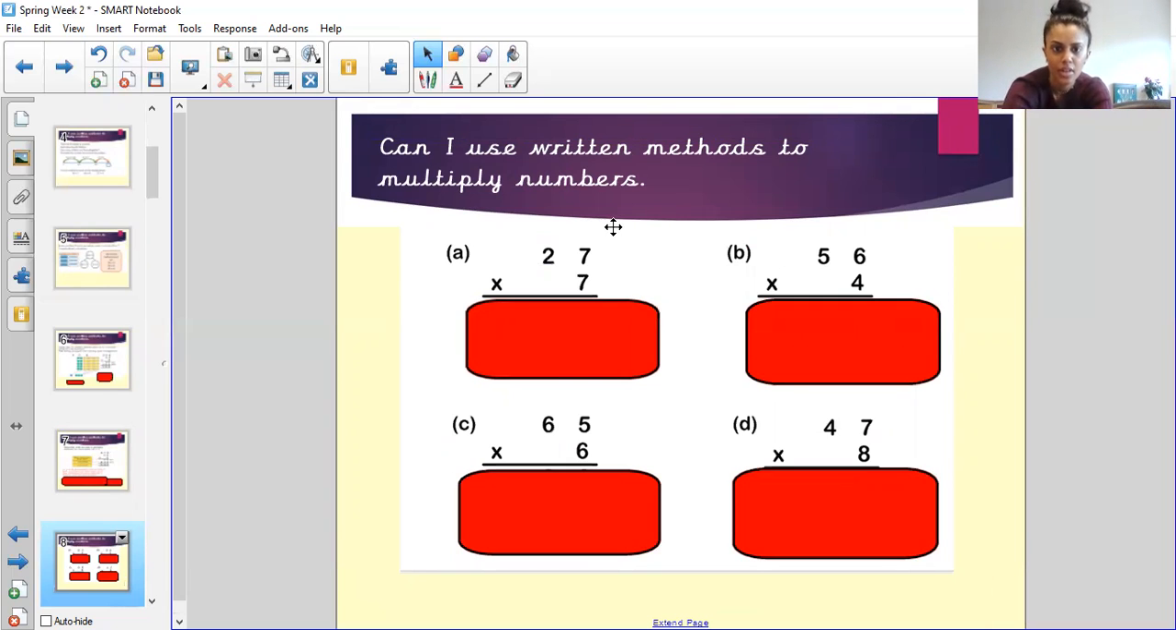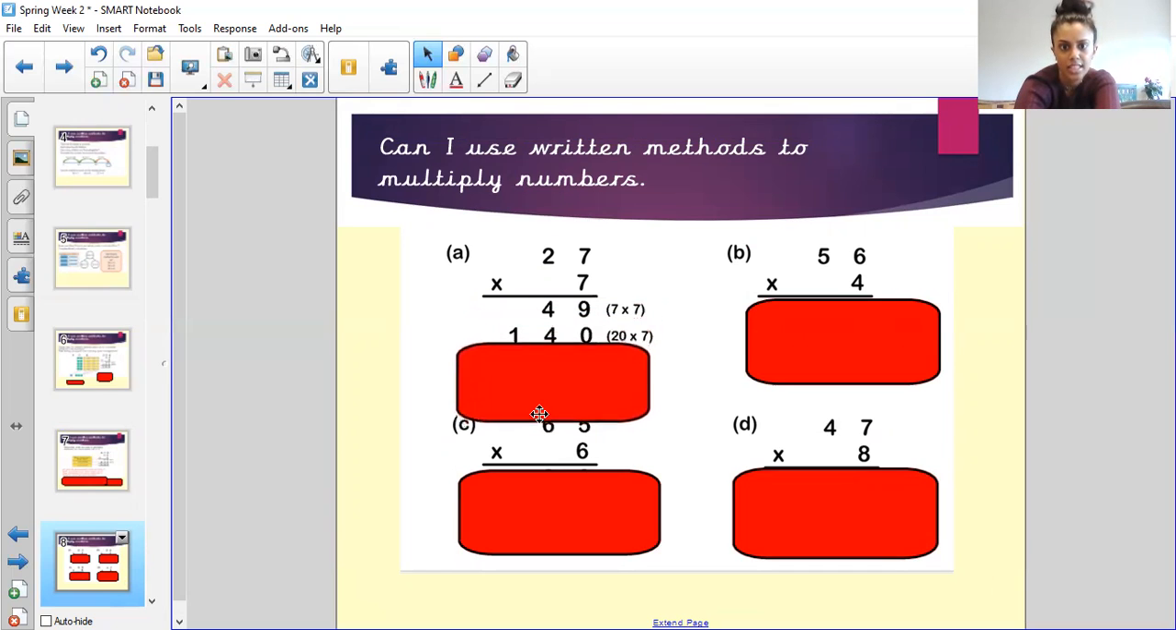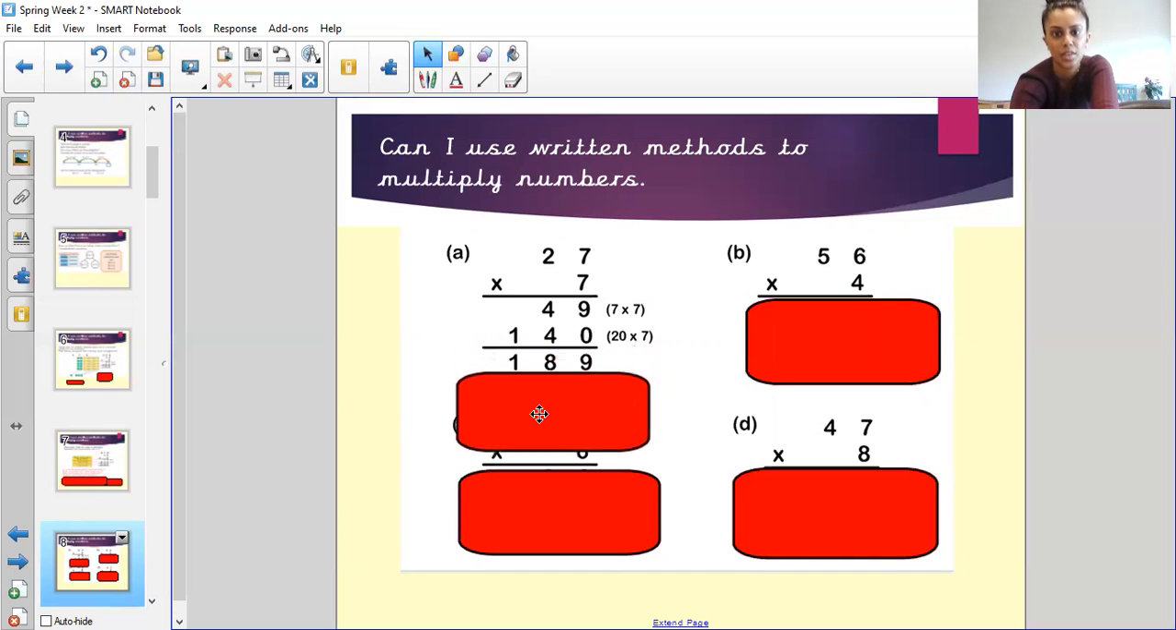Okay, guys, so let's have a look at what we've got. 27 times 7. So the first thing we do is 7 times 7, so we times the 1s. 7 times 7 is 49. 20, because there's 20 10s. There's 2 10s in 27. So we do 20 times 7 is 140. When you add the totals together, you get 189.